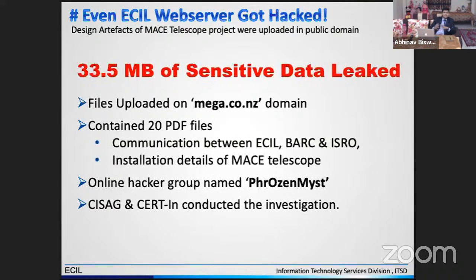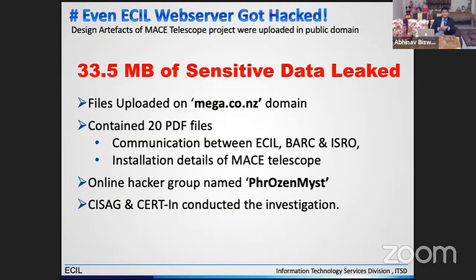Now, even my own organization ECIL's web server got hacked in 2013, the year after I joined ECIL. That was a turning point for me to get excited about this kind of field in IT security. So what happened in our company was that our website, the ECIL website, was compromised. A shell was installed on that Linux server, and some 35 MB of sensitive data was leaked and uploaded in the public domain on mega.co.nz. It's a New Zealand domain, which contained some PDF files, some source codes, and some important communication between BARC and ISRO.